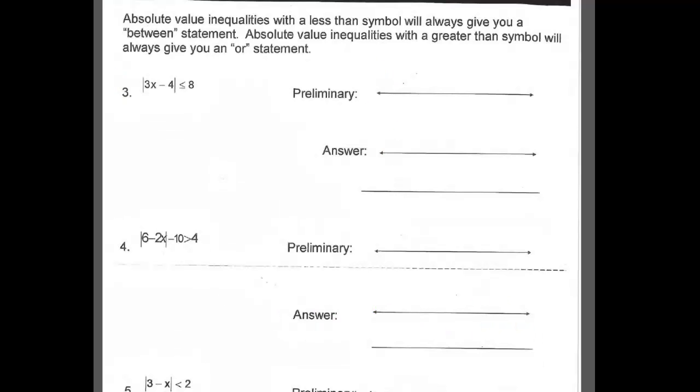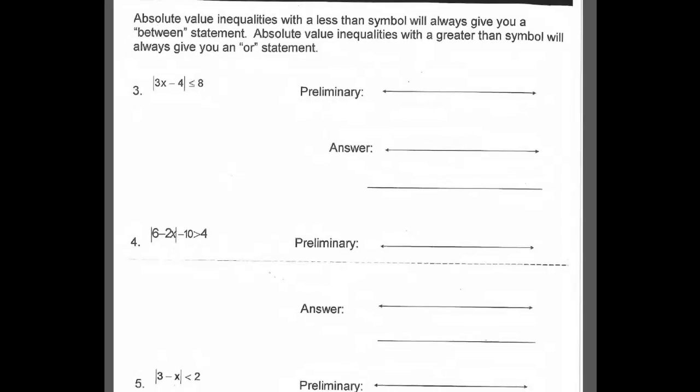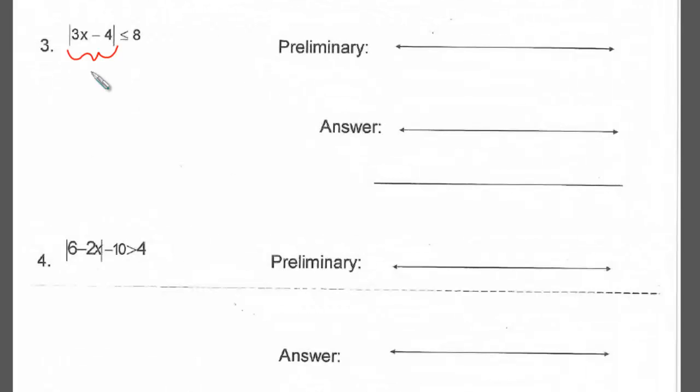Example 3, the absolute value of 3x minus 4 is less than or equal to 8. When we have a less than or equal to symbol with absolute value, we write our problem to work like this. The 3x minus 4 just comes out. Both of these will be less than symbols. On the left-hand side, this will be negative 8. On the right-hand side, this is positive 8.